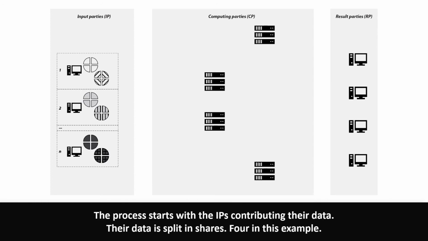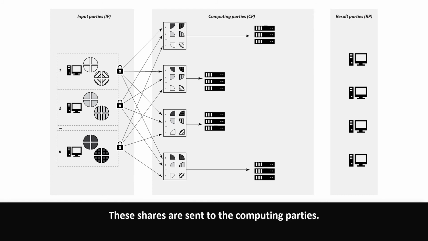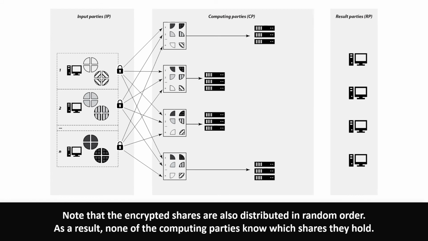The process starts with the input parties contributing their data. Their data is split in shares, 4 in this example. Each share is encrypted with a different encryption key. These shares are sent to the computing parties. Note that the encrypted shares are also distributed in random order. As a result, none of the computing parties know which shares they hold.